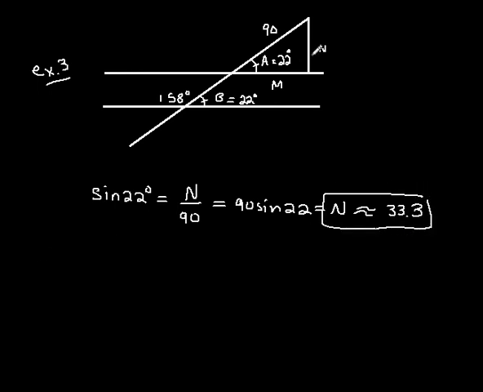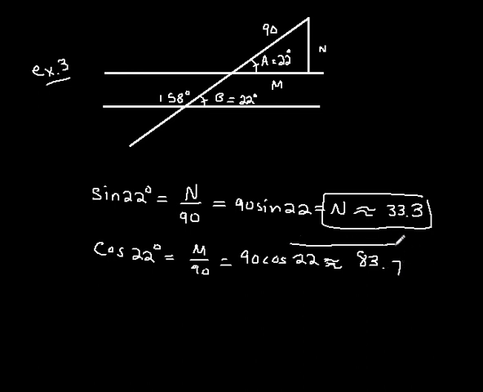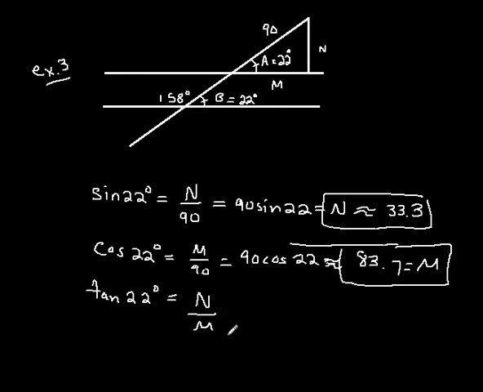And to figure out m, we would do cosine. Cosine of 22 degrees would equal adjacent, which is right beside, m over 90. So we get 90 cosine of 22 degrees, and that comes out to be approximately 83.7, which equals m. Now you couldn't do tangent, because tangent of 22 degrees would be opposite over adjacent, and we have two unknowns, so we can't do that one. You could do it once you found one of these sides.